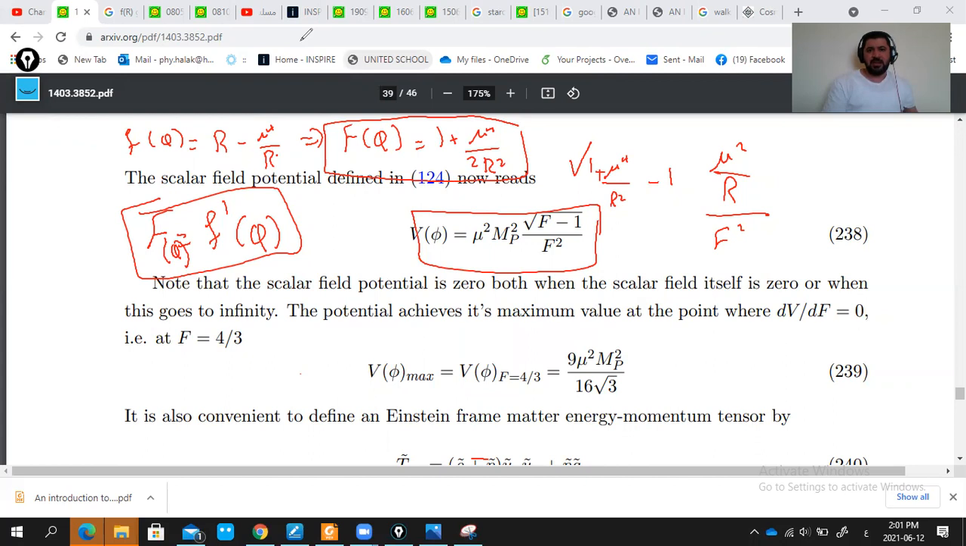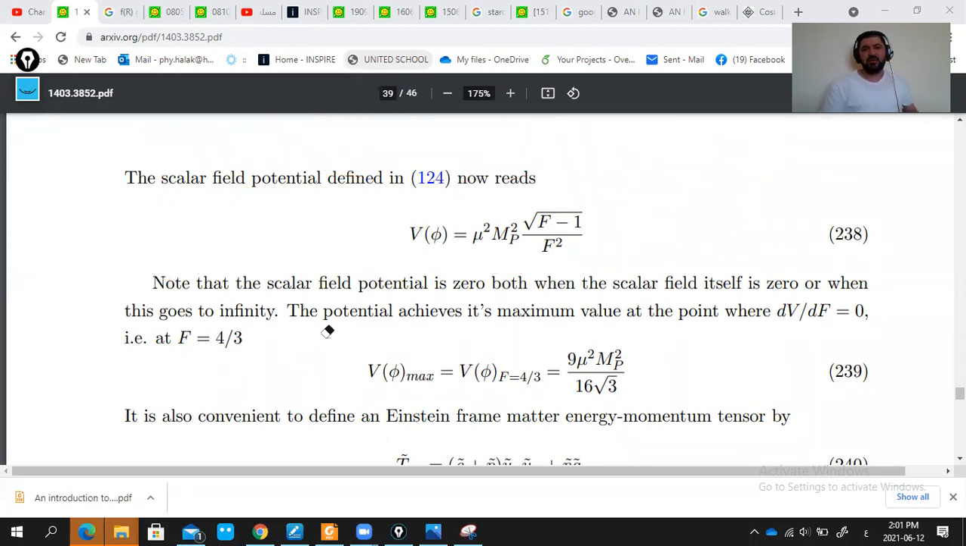Now here they say that the scalar field potential is 0 when the scalar field itself is 0, or when this goes to infinity. The potential achieves its maximum value at the point where dV over dF equals 0, i.e. F equals 4 over 3. Okay, that's clear.